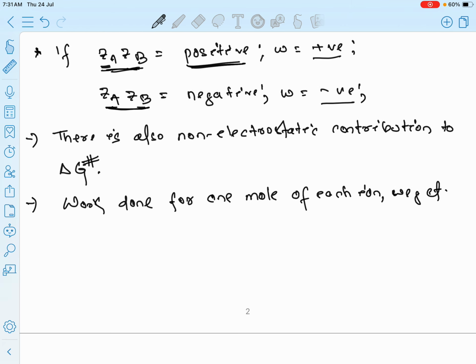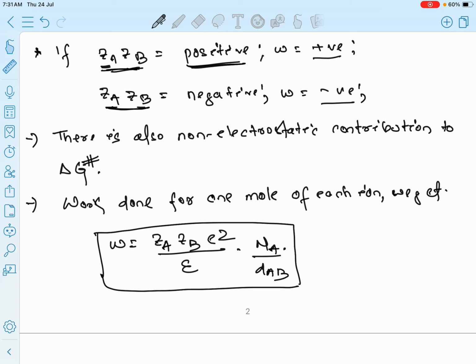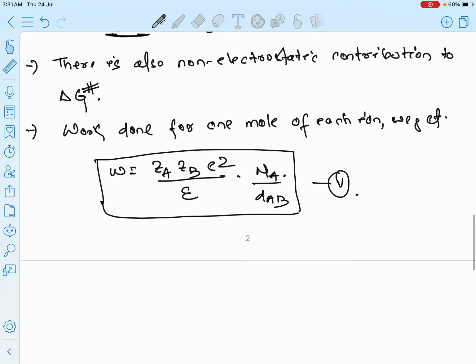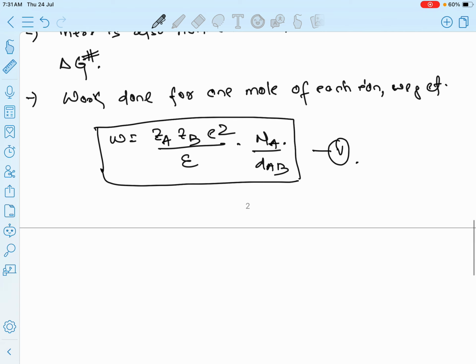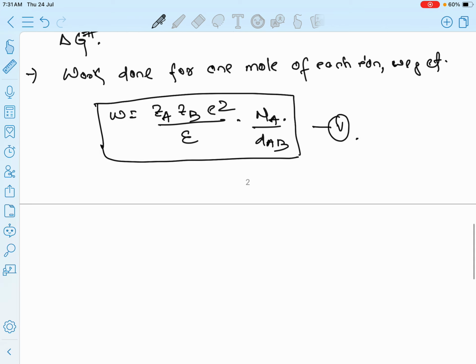simply we will multiply by Na. For one species, that is the value. For Na species, we will multiply by Na by DAB. This is for 1 mole of species, and this is your equation number 5. So this is the value for N number of species, but for one molecule or one ionic species, consider the free energy of activation per molecule.